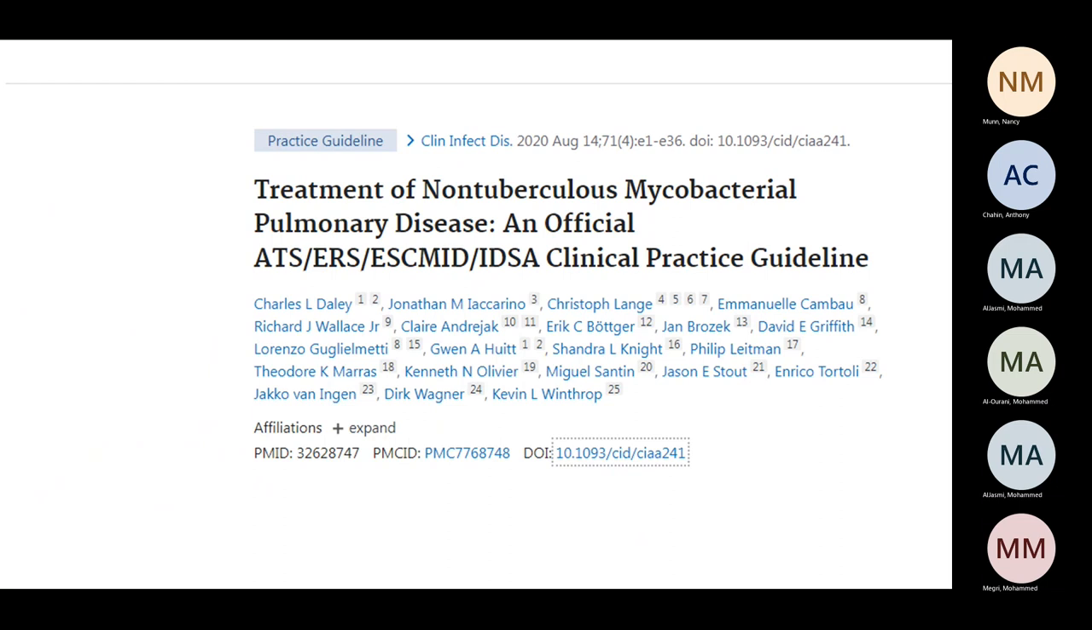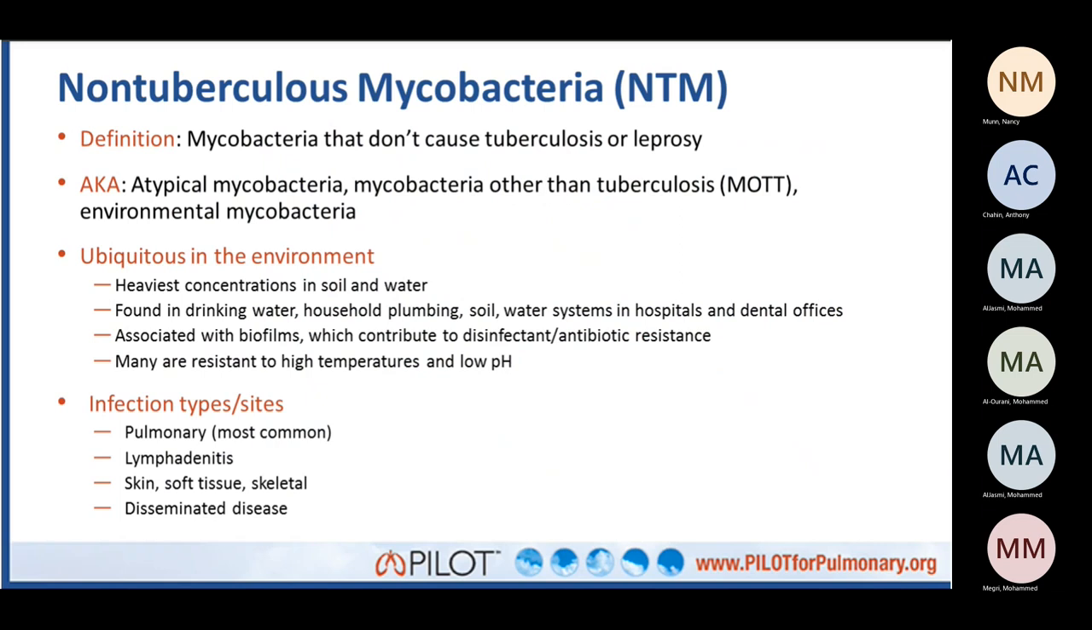All right. So the new guidelines came 2 years ago from different organizations, ATS, ERS, IDSA, so you'll find the same article that was published in each organization's journal. And there were some similarities between these most recent guidelines and the one from 2007, but there were some differences, which I will point out.